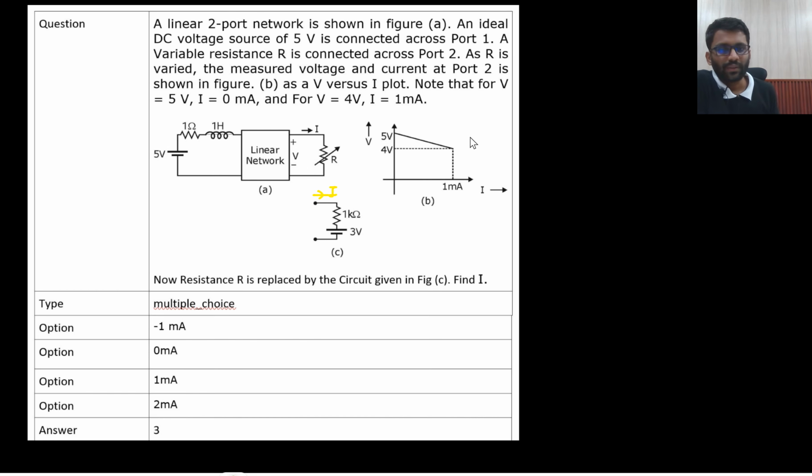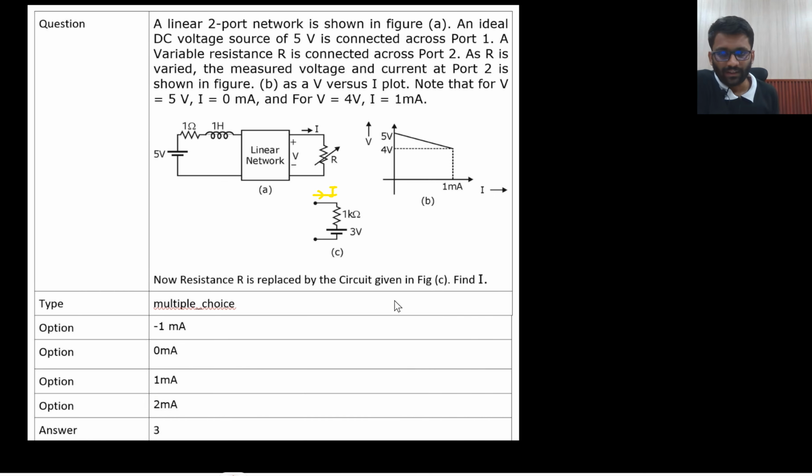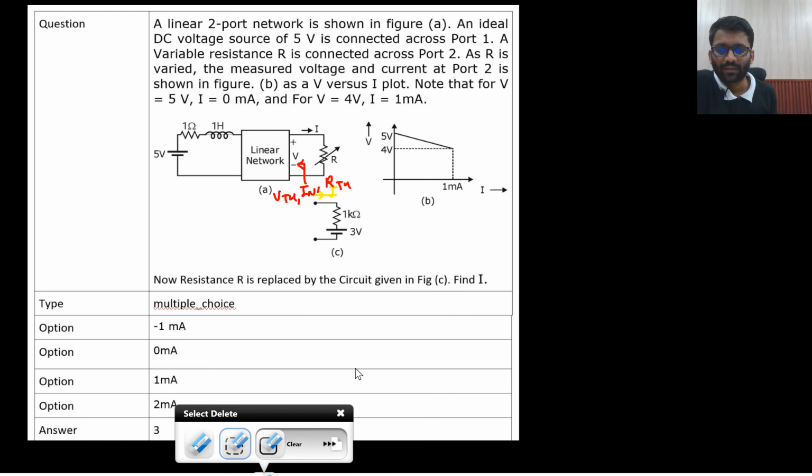So what can we do? Based on these characteristics, we can find VTH and RTH here, right? We can find VTH, RTH, or you can find the Norton current. Then you can replace this complete circuit by its Norton equivalent or Thevenin equivalent, right? So this is what we will try to do here.